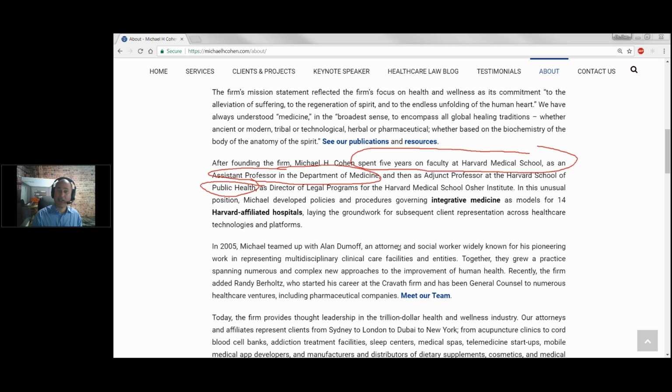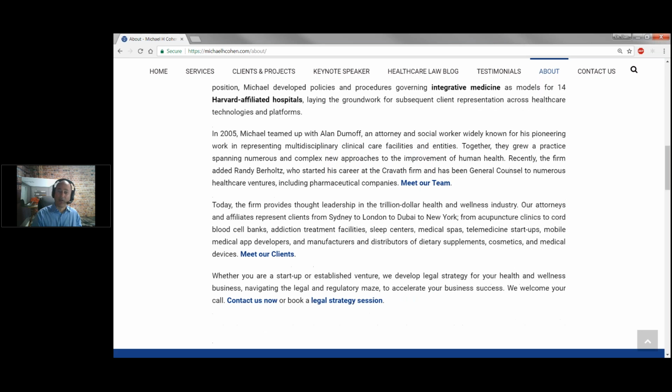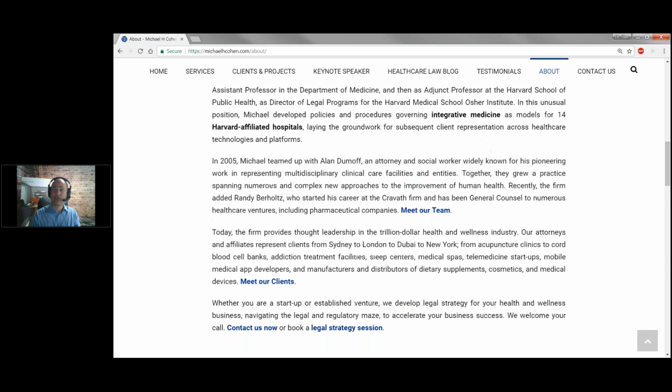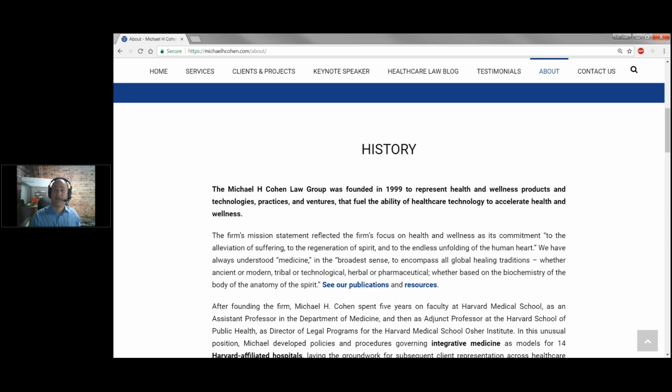He decided after that experience that he really wanted to go back into the trenches, and rather than staying in academic medicine, he wanted to pursue a career helping solo practitioners like ourselves struggling with the legal issues that come around functional medicine. So he's quite a brilliant man.